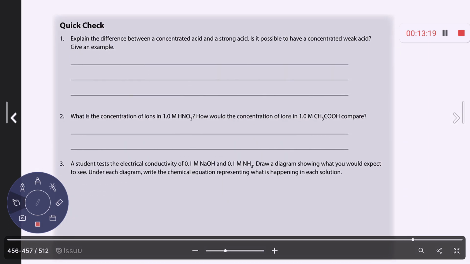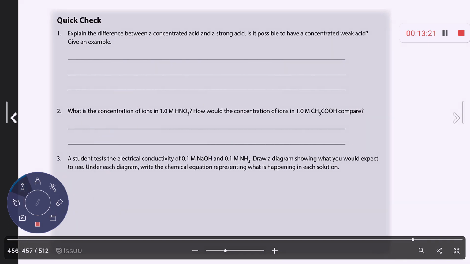Let's take a look at this quick check. Explain the difference between a concentrated acid and a strong acid. Okay, give me an example of a concentrated acid. What does concentrated mean? Yeah, concentrated means it has a high molarity. Give me a really high molarity for an acid. Higher. Okay, let's look at 10 molar hydrochloric acid. That would be a really high molarity. I've got 16 molar nitric acid.